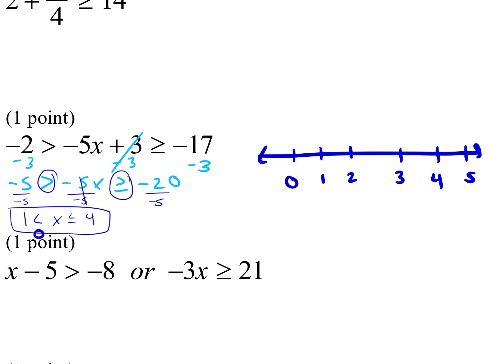Open circle, because it's just a less than sign. So an open circle at 1. What about at 4? Closed, because it has a less than or equal to.